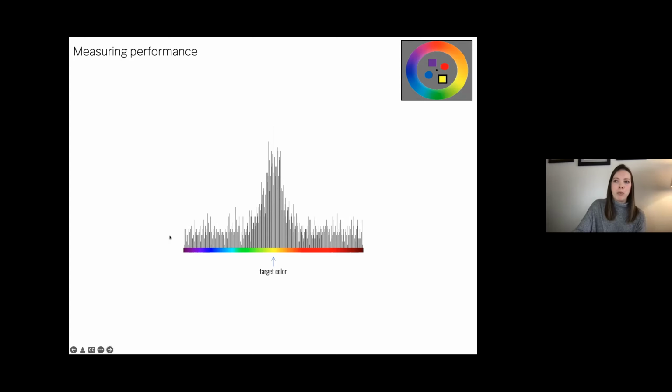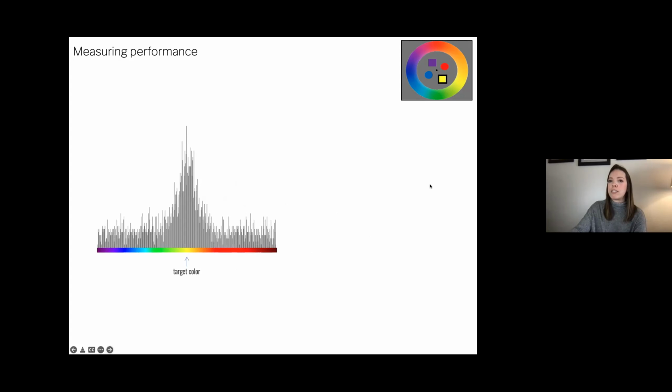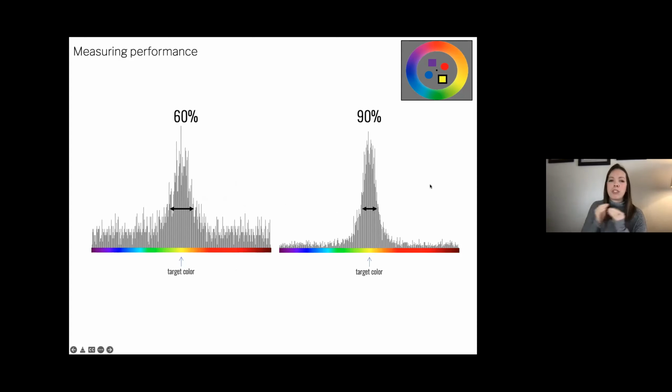There's some debate about what these tails are, but I'm not going to get into that today. What we can do is take the standard deviation of this distribution as a measure of how precise their memory reporting is in this particular condition. We can look at this, which I call raw standard deviation, across different conditions in this experiment. So we can compare raw SD across the 60% condition and the 90% condition to evaluate whether standard deviation changes as a function of this probability manipulation.